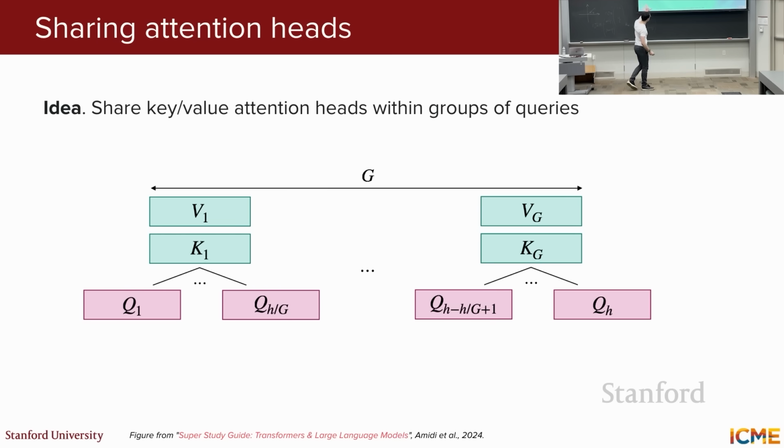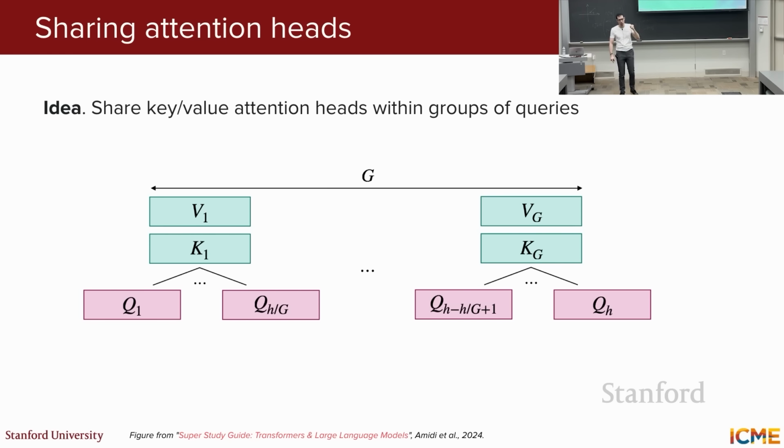So here the idea is you have, let's say, h heads. You're going to have some number of projection matrices for the query, but then you're going to group the projection matrices for the key and the value that you're going to share across several heads.